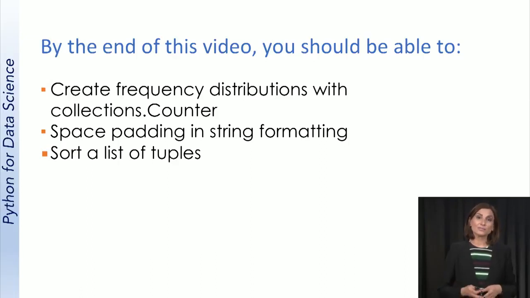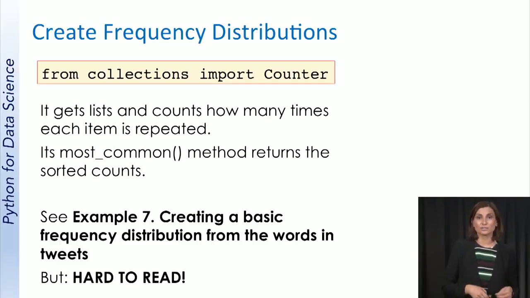As you will remember from the last lesson, the collections package in the standard library contains the Counter class, which is handy for creating frequency distributions. It takes lists and counts how many times each item is repeated in a list. Its most_common method returns the sorted counts. The final output works, but it's hard to read with all that syntax. We will create a nicely formatted table out of this output.